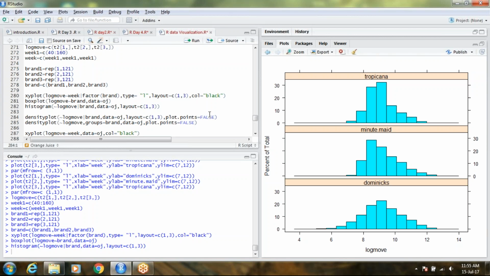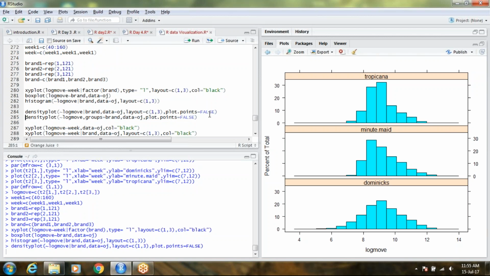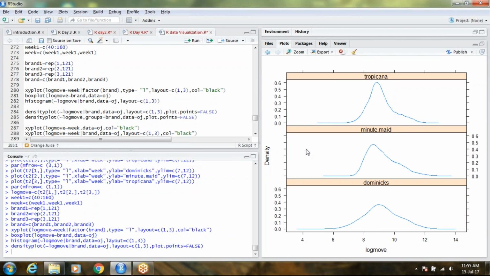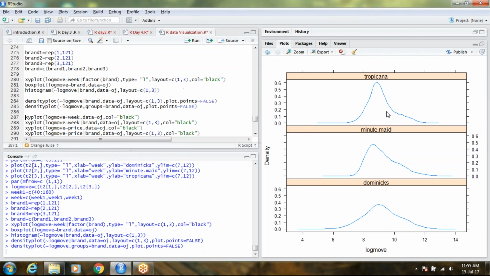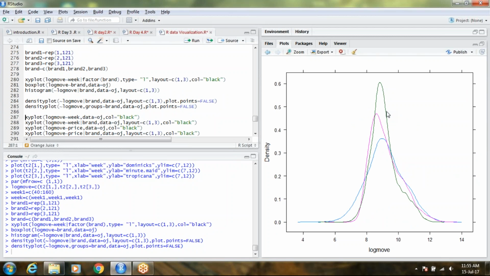So let us make a density plot of log moves with different brands. As you can see, this is more of a normal curve. This is more skewed, and this is normal but typically slightly skewed, I would say. When all of them are to be superimposed at the same time, you can provide groups equal to brand. So this will actually superimpose all of them together.